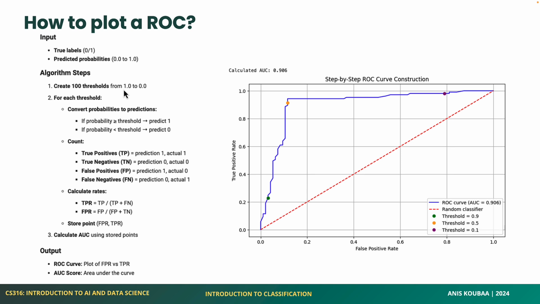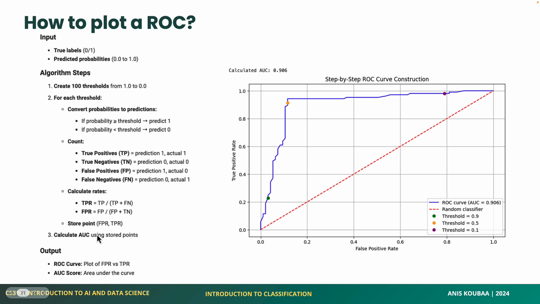In the algorithm, it says, in step 2, for each threshold, you're comparing if the probability is greater than the threshold. For each threshold, I will calculate the value of false positive rate and true positive rate. And for every threshold, I will plot a point. When making the interpolation between these points, I will have a curve.